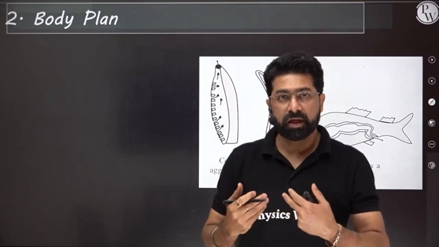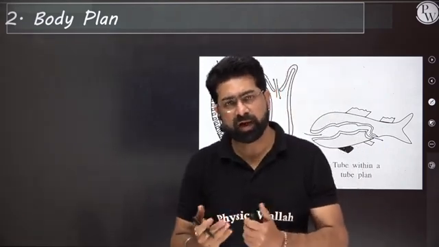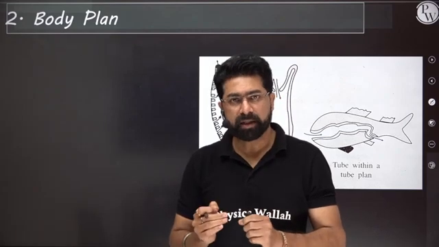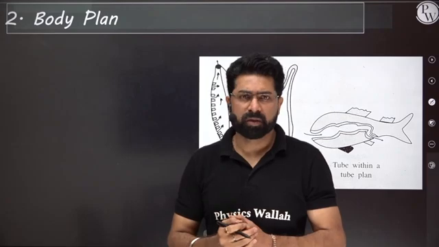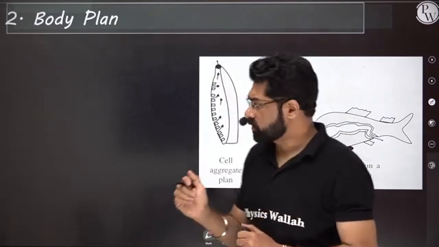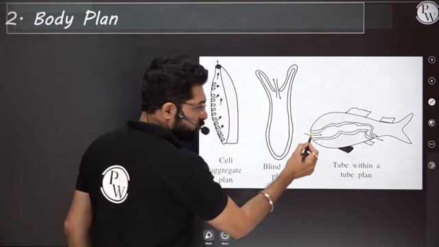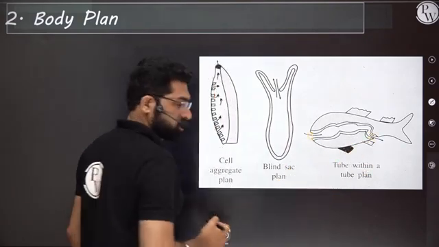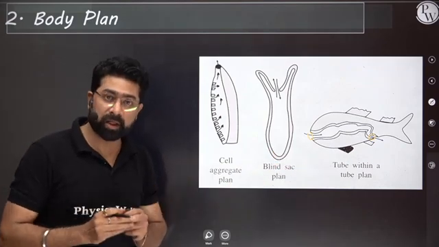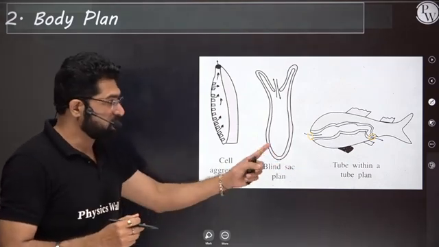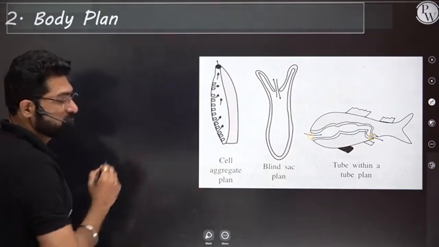Now suppose if a question comes to you, what type of body plan you have? So simply the answer is you have tube within tube body plan. Why so? Because if you see this fish, it has a mouth here and this has an anus. So two main openings are present in the body. One is the mouth, the other is the anus. So in that case it has tube within tube body plan.